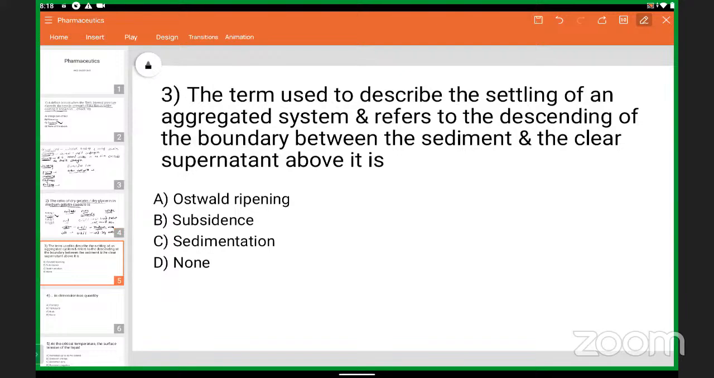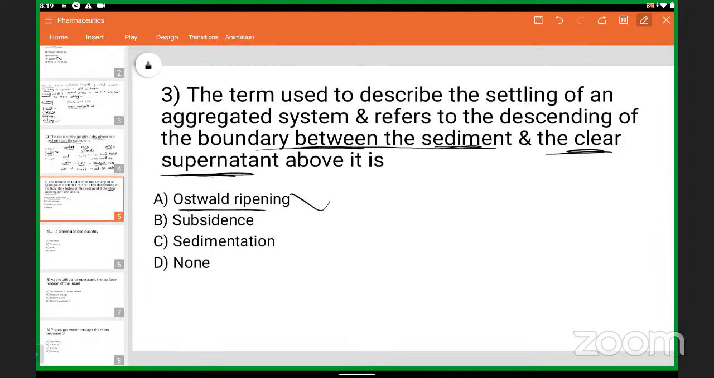What is the term used to describe the settling of an aggregated system and refers to the descending of boundary between the sediment and a clear supernatant above? आपका supernatant clear above open हो रहा, मतलब above top पे दिख रहा है. यहाँ पे कोई भी बाउंड्री नहीं है between the sediment and the clear. So again, this is a factual question. Oswald ripening is the right answer for this question.